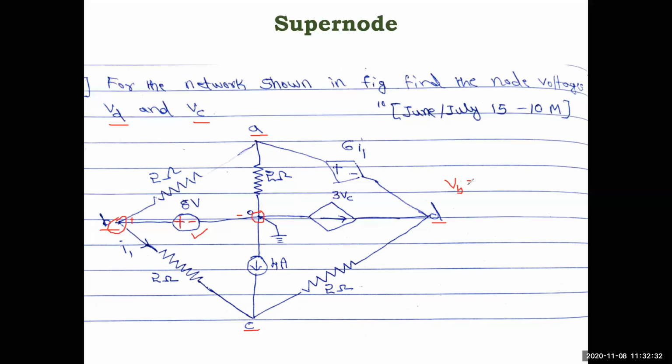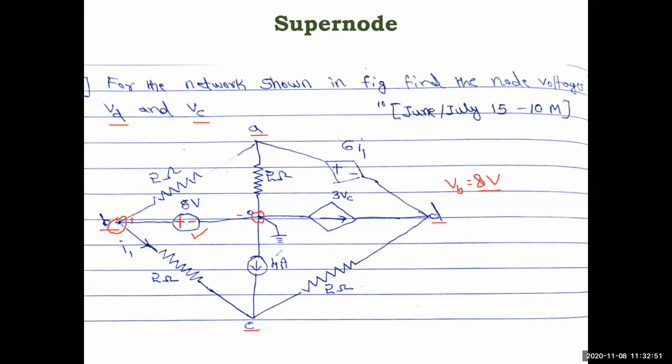It is in the same polarity, right? So straight away it is 8 volts. That's why they have not asked VB in your problem, but VB is required in the calculation. VD and VC they have asked, but VB we got straight away. Hope you understood. So where do you have the supernode here?